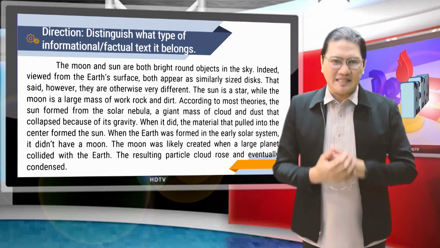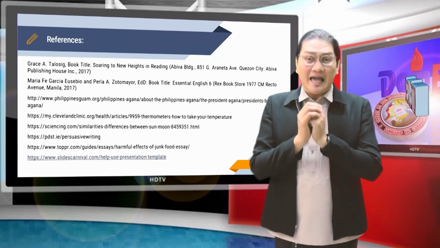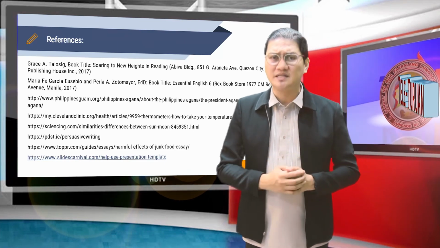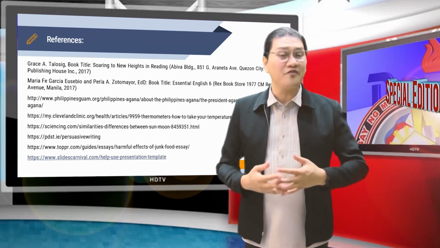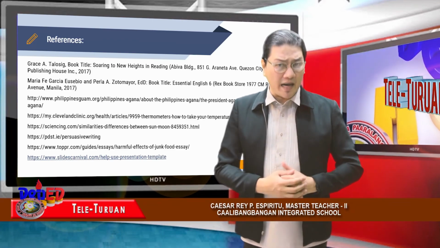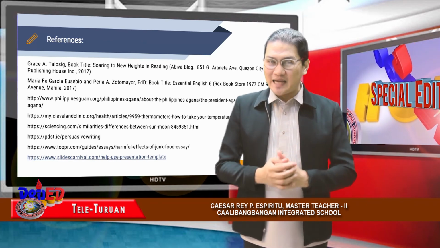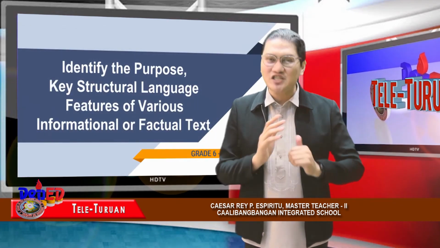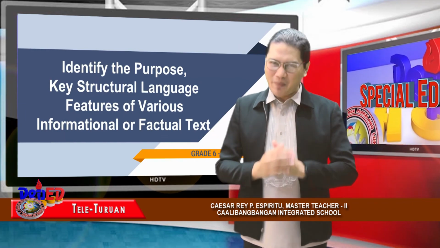After conquering all the activities, how do you feel, children? Wow, good! It seems that everyone did a great job in identifying the purpose and key structural language features of various informational or factual texts. Before we end this episode, let me remind you that you have a task to do. You will cut out a sample of a short selection from an old newspaper or magazine for each type of informational text. Children, do this in your spare time.